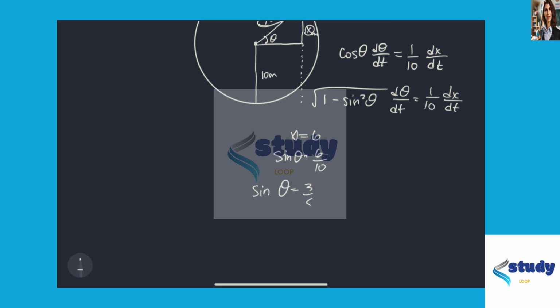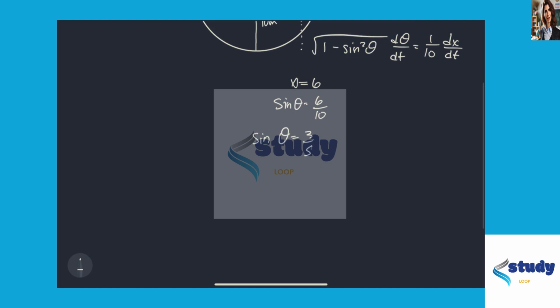equals 3/5. Since we know that the Ferris wheel makes 1 revolution per 2 minutes, d theta dt equals 2 pi radians over 2 minutes. So that means that there's pi radians per minute. So that's the rate d theta dt.